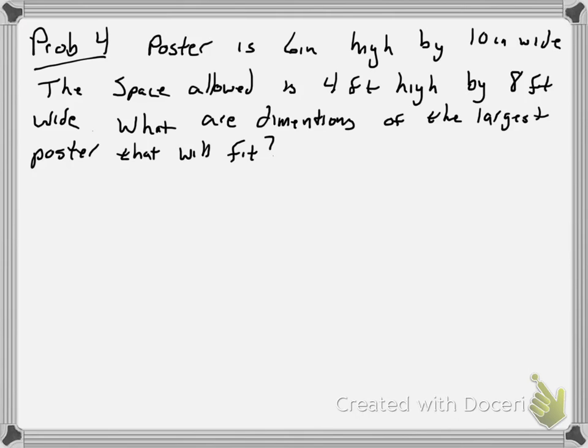Problem 4 talks about a poster that is 6 inches high by 10 inches wide. The space allowed is 4 feet high by 8 feet wide. What are the dimensions of the largest poster that would fit? So we want to scale it to be that high. So what we want to do is see if we can scale it exactly. So 4 feet high is 48 inches. 4 feet multiplied by 12 gives me 48 inches. Since it's 48 inches, I'm going to take the 48 inches and divide it by the 6 inches high it is. That's going to give me 8. So since it factors evenly, that means I can scale that height exactly by 8. So I can make it 48 inches high. Perfect. So that fits.